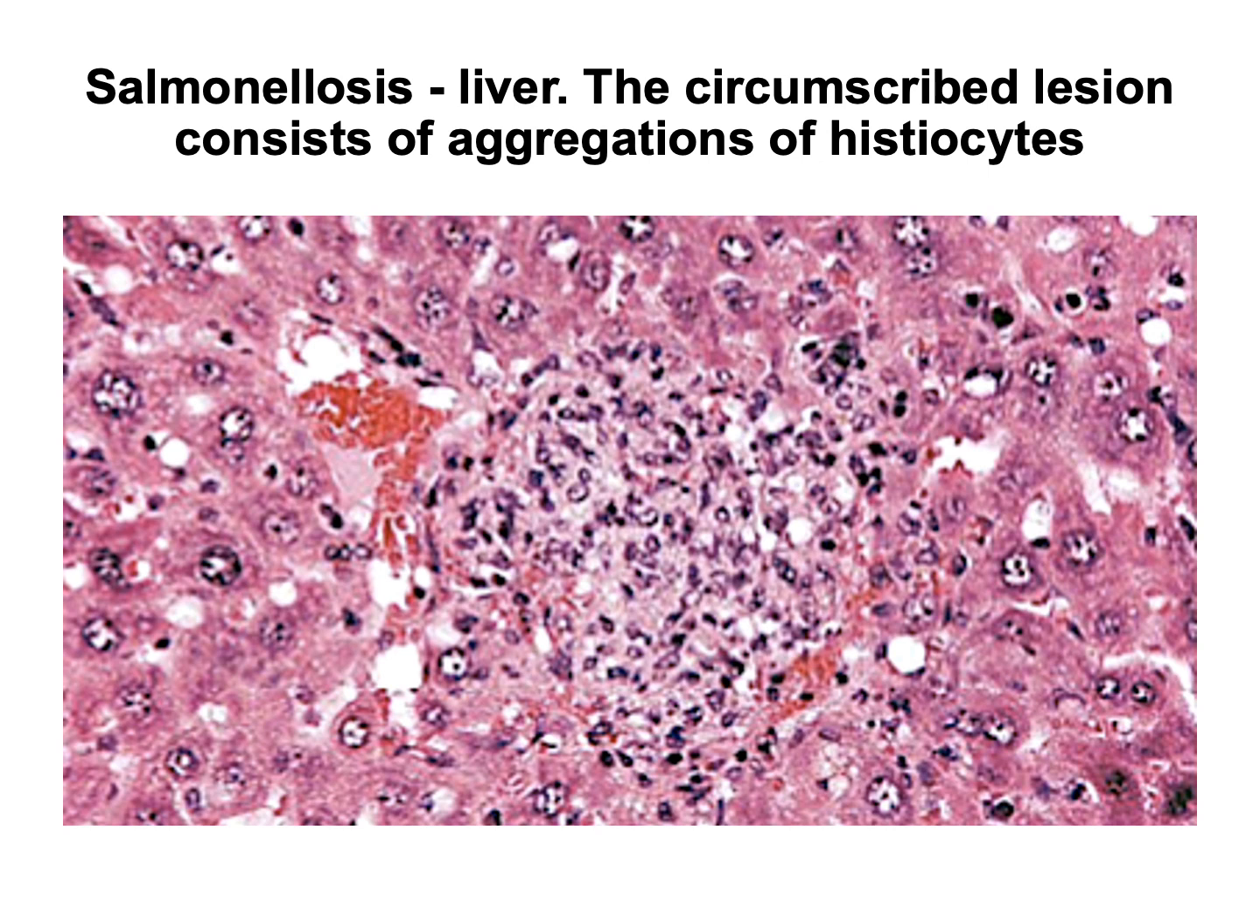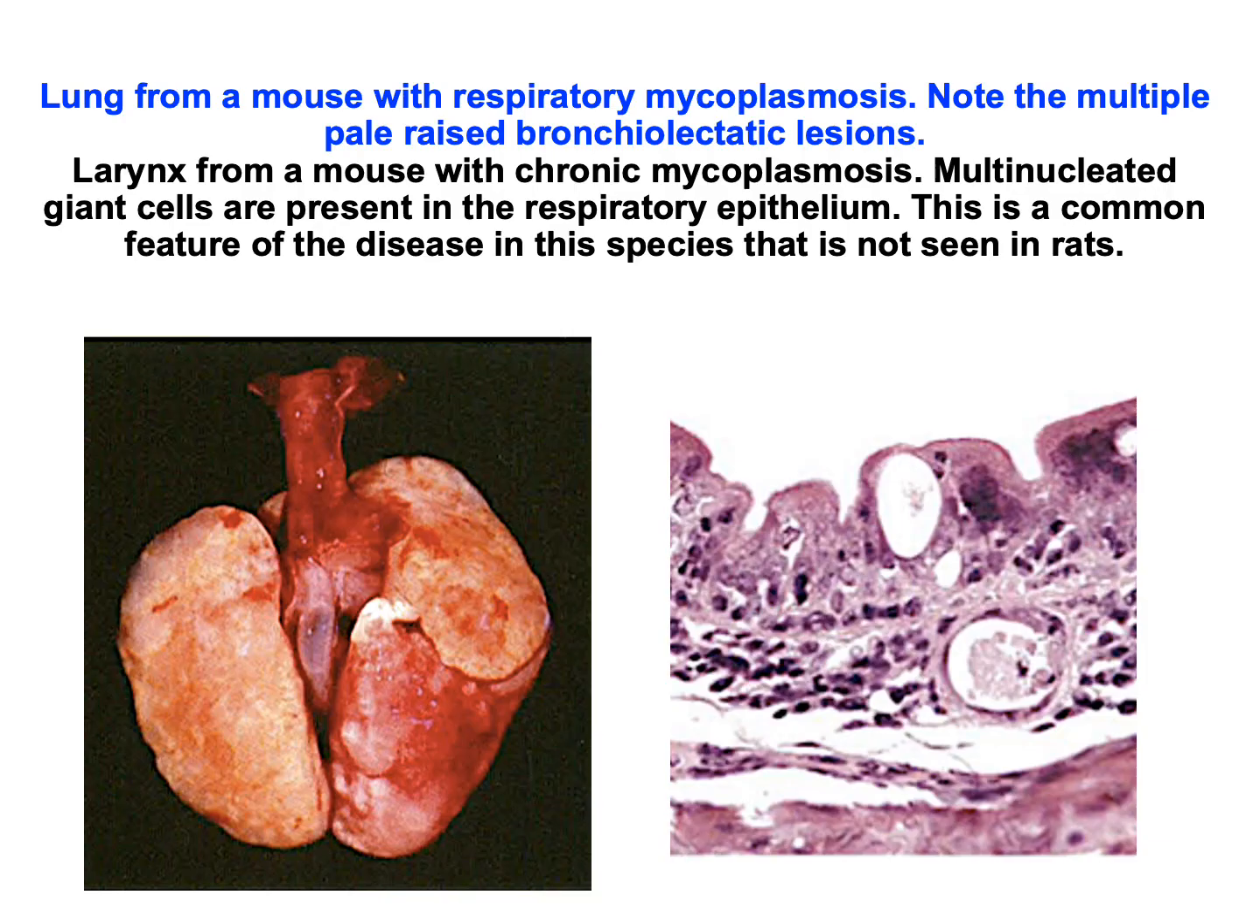The next diseases are caused by the different mycoplasmas, and this is mostly a respiratory form. Lung from a mouse with respiratory mycoplasmosis. Note the multiple pale raised bronchiectatic lesions on the left side, and on the right side, the larynx from a mouse with chronic mycoplasmosis. Multinucleated giant cells, you can see many, are present in the respiratory epithelium. This is a common feature of the disease in this species that is not seen in the rat. So it's a great difference between mouse and rat respiratory mycoplasmosis.